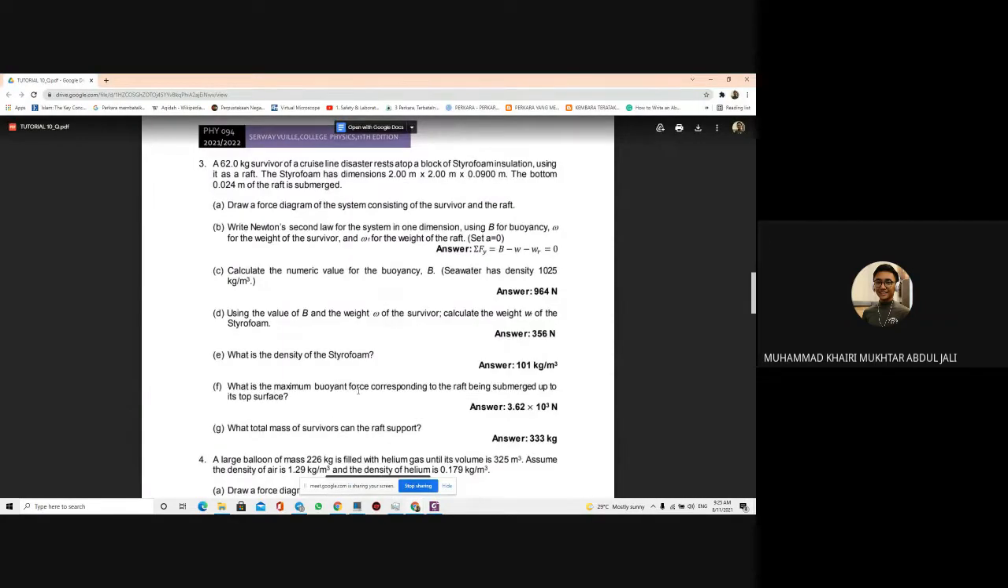And then F pula dia minta maximum buoyancy force corresponding to the raft being submerged up to the top of its surface. So bermaksud yang ini maksudnya buoyancy force at max. So fully submerged, the raft tu fully submerged. So saya guna volumenya full volume. So saya akan dapat 3.62 darab dengan 10 to the power of 3 Newton.